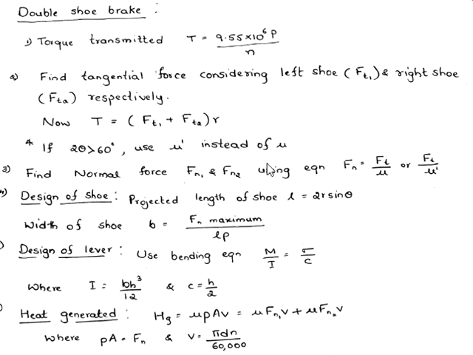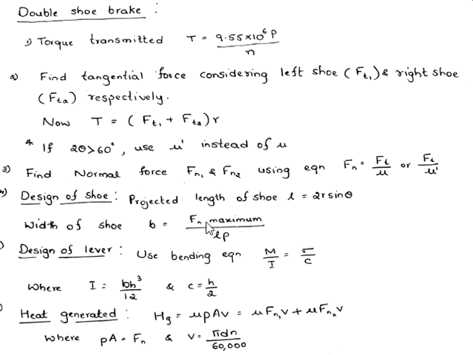Then design of shoe, we have to calculate the length of the shoe as well as the width of the shoe. To calculate the length of the shoe, the equation is L is equal to 2R sin theta. This equation is not available in the data book. Also, you can find out the width of the shoe using the equation Fn maximum divided by L P.